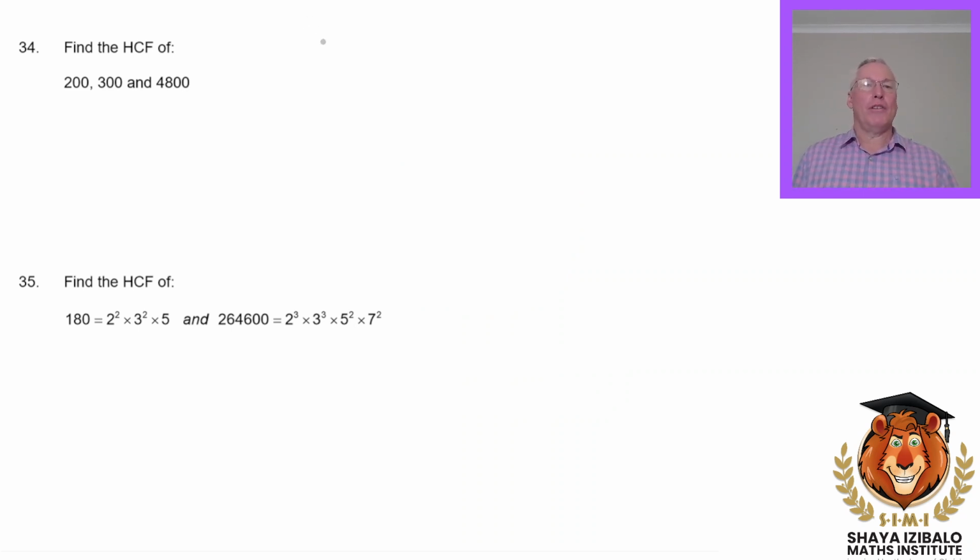Okay, so the first thing we've got to do is prime factorize these numbers. And again, I'm going to do this reasonably quickly. 200, remember 100 is 2 squared times 5 squared. It's 4 times 25. That's 100. We've got 200. So 200 is actually 2 cubed times 5 squared.